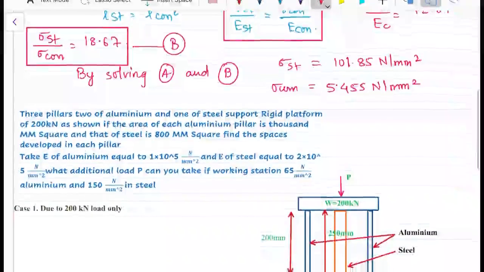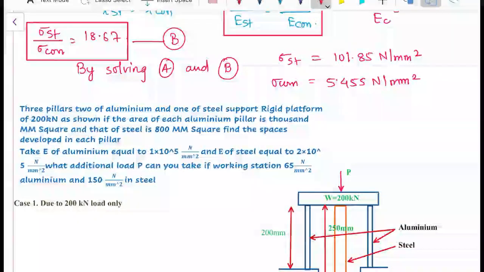Okay, now let's start with the second problem. This second problem is slightly different. This problem consists of three pillars. Out of these three pillars, two are of aluminium, one is of steel, and they are attached to the rigid platform, and it is supporting the load of 200 kilonewton as shown in the figure. Area of aluminium pillar, how much is it? Cross section area of aluminium pillar is given, that is 1000 mm square. Cross section area of steel pillar is also given, and that is equal to 800 mm square.